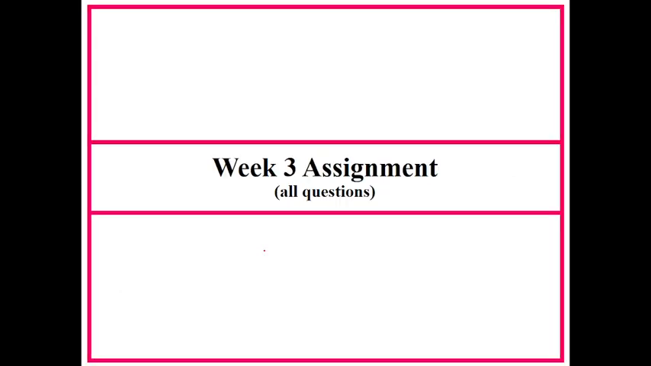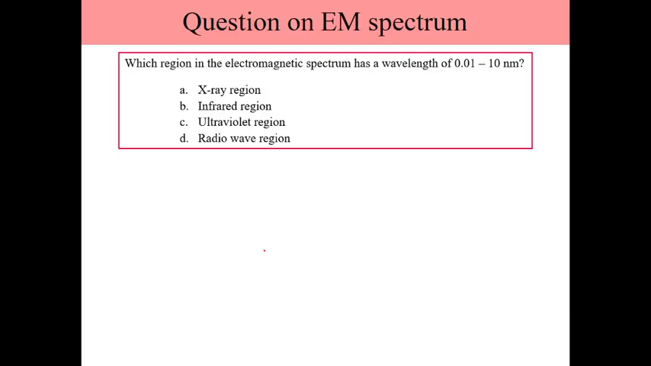Okay, so now coming to week 3 assignment. Alright, so this question is also very related. Look at this and tell me what do you think is the answer. So the question says, which region in the electromagnetic spectra has the wavelength of 0.01 to 10 nanometer? Now we know that 10 nanometer is definitely UV. So 10 to 400 nanometer is UV. So who was there before UV in the EM spectra? Try to answer this question.